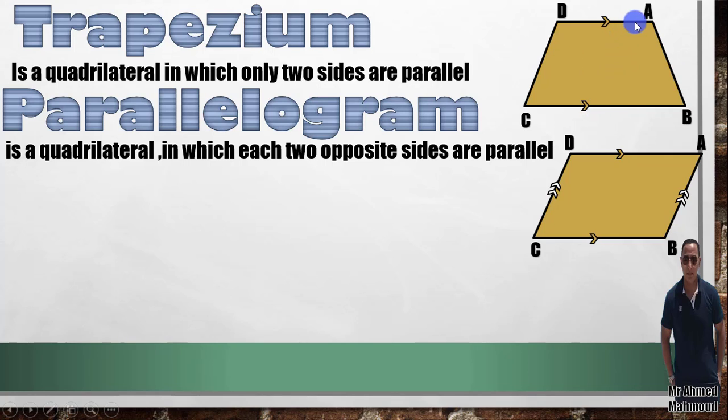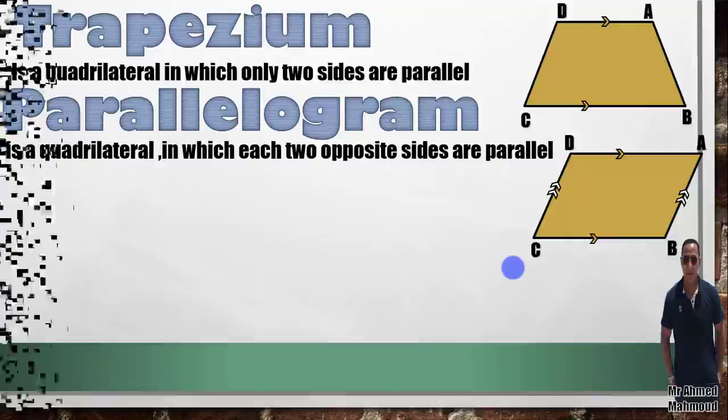Also, in the trapezium the two parallel lines are parallel and not equal. But in the parallelogram, AD and BC are parallel and equal. AB and CD are also parallel and equal. Now let's study the properties of the parallelogram.